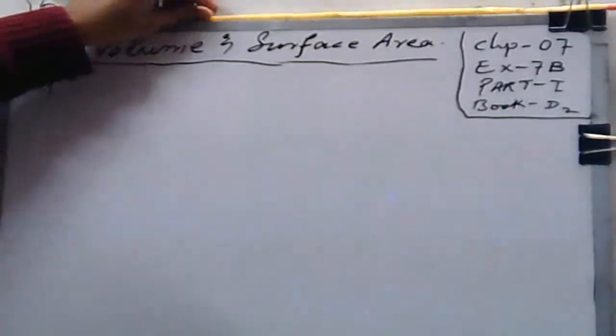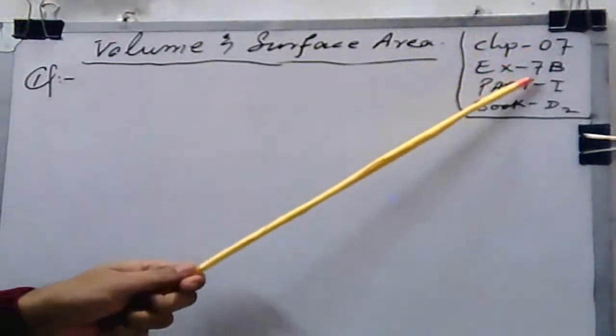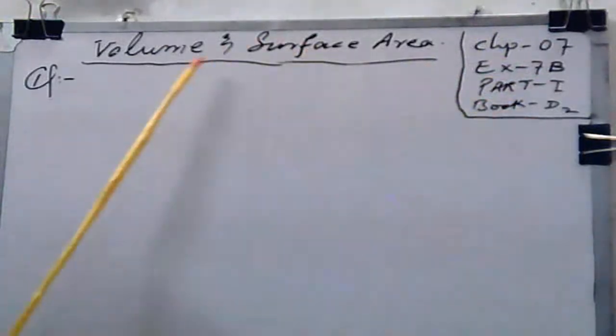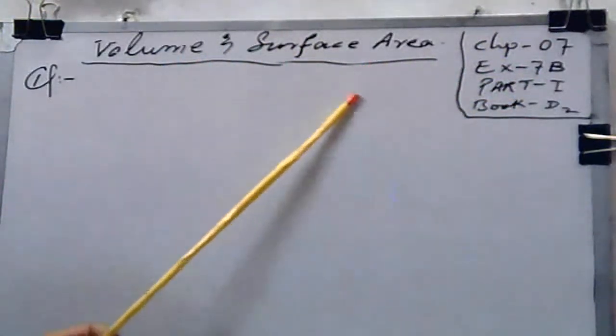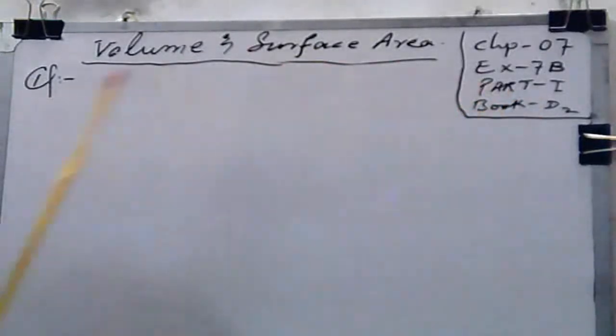Today we will discuss chapter number 7, exercise 7B, book D2, volume and surface area. This exercise is divided into two parts. Today we will discuss part number 1. So coming to question number 1. Find the volume of the following cones.